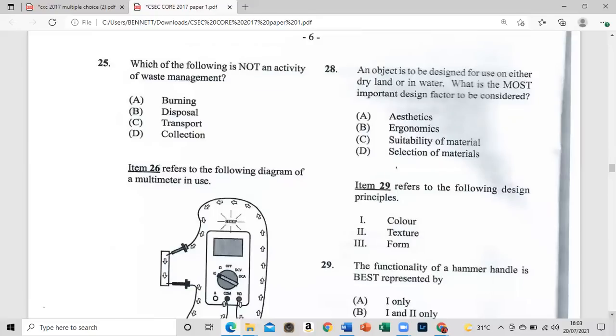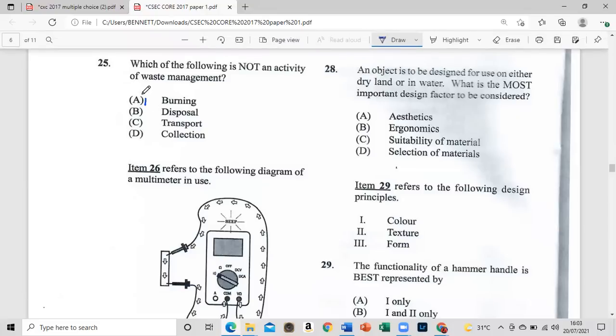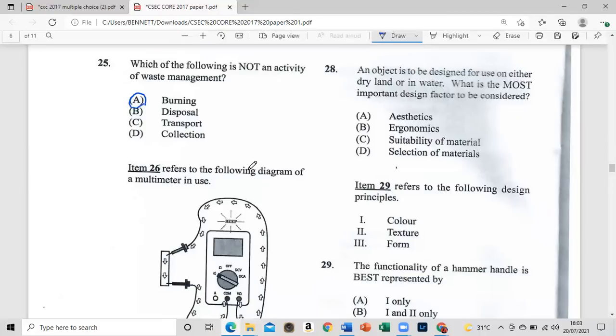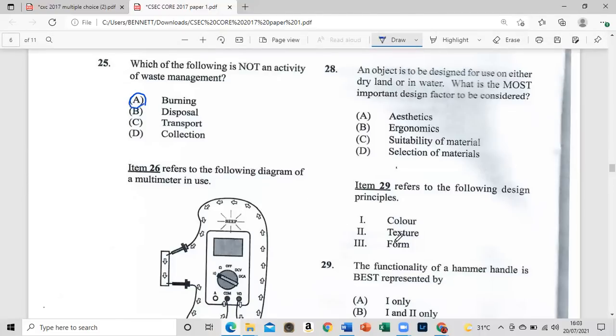All right, which of the following is not an activity of waste management? Is it A, burning, B, disposal, C, transport, or D, collection? And that is A, burning. Burning messes up the environment, so I guess that can be it, right?